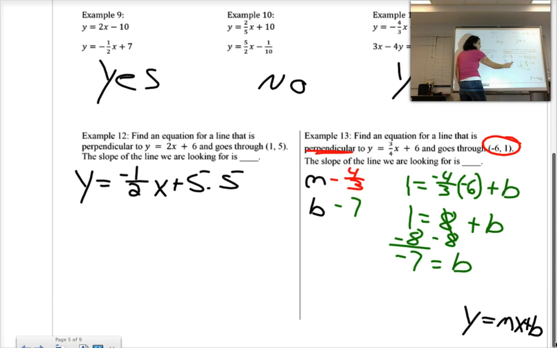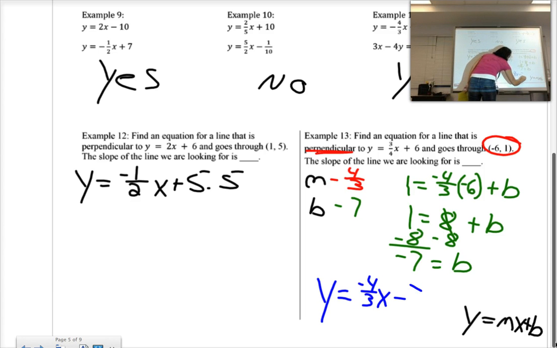Now, remember, I want something that looks like this in the end, so I'm going to now fill in the m and the b that we found and write the equation of the line. Y equals -4/3 x. Now, it's plus b, but this is a -7, so we're going to put -7.